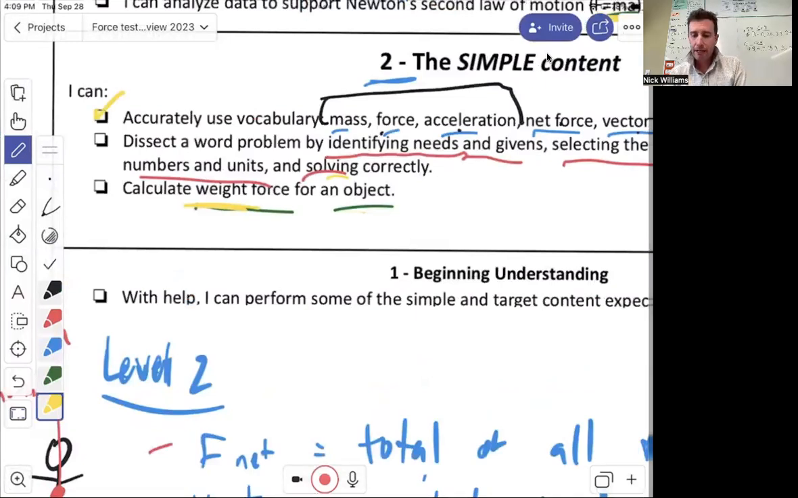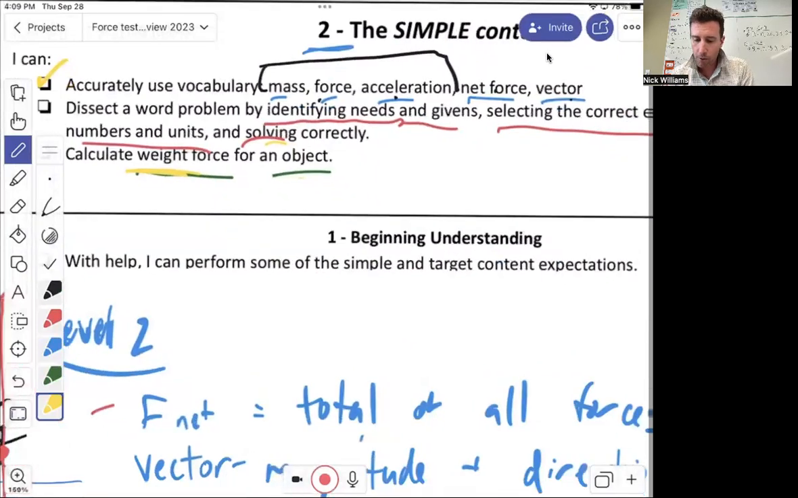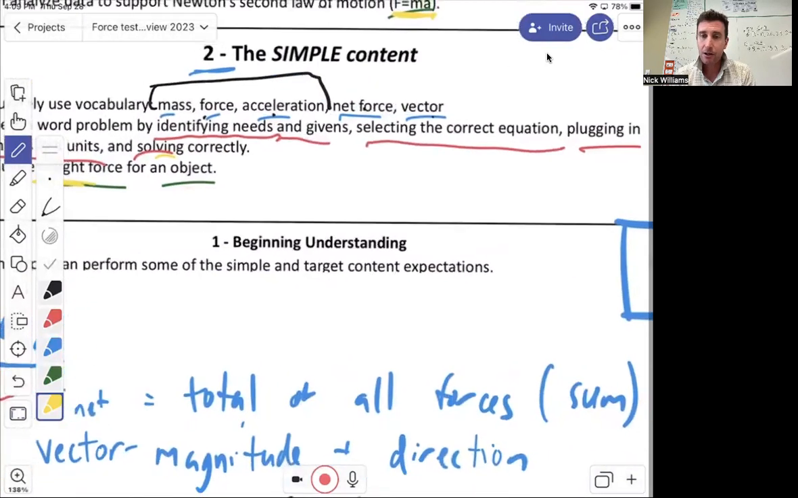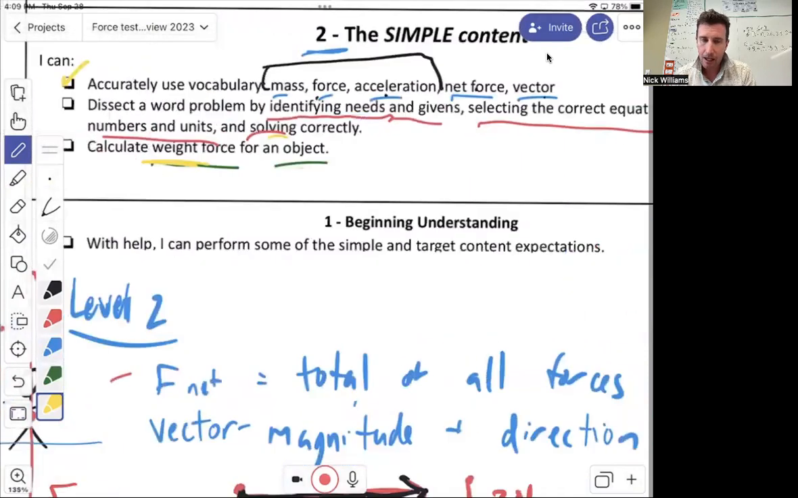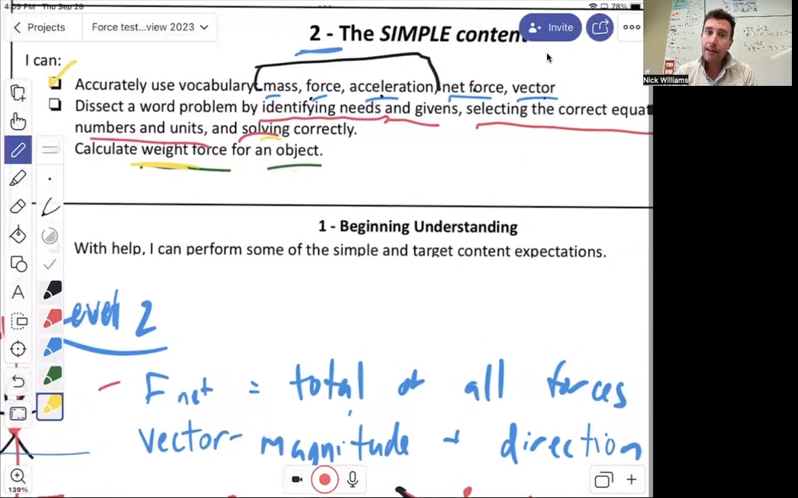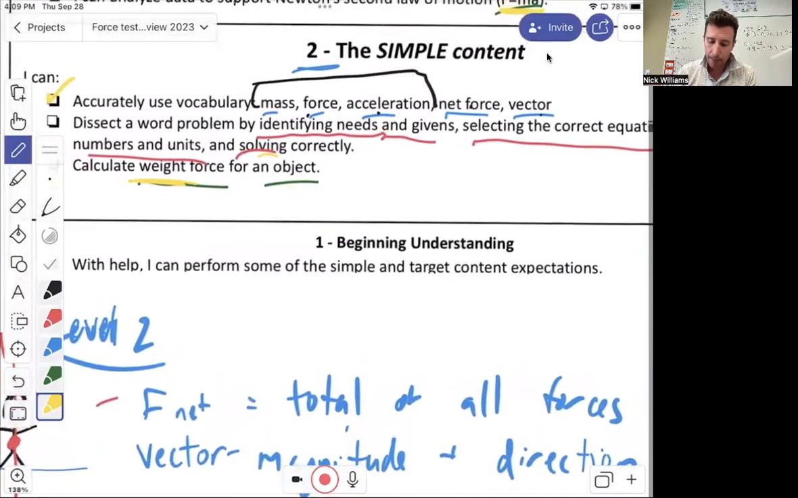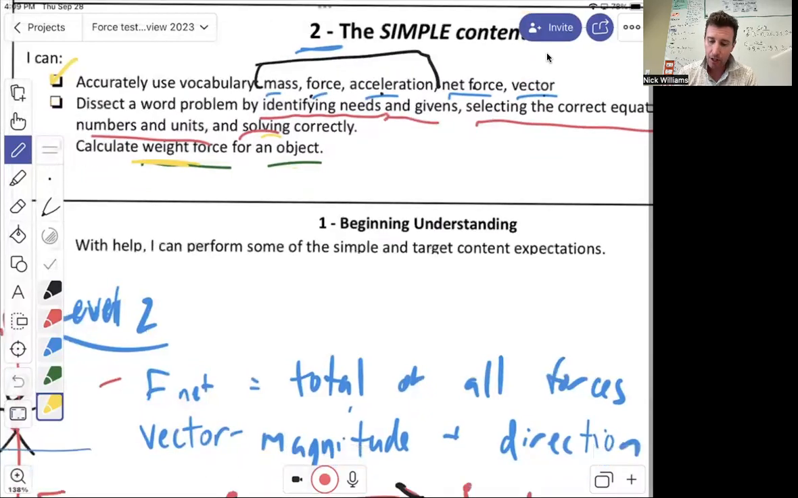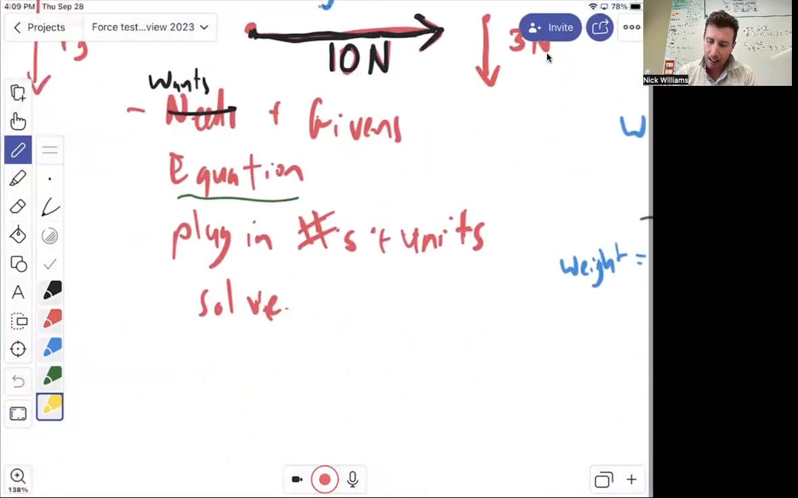Good job. The next piece is you have to be able to take a word problem and dissect it by identifying your needs and givens. We've been calling them the wants and givens sometimes, selecting your correct equation, plugging in your numbers and units, and then solving correctly. So we've done a lot of practice on that in chapter 8, in chapters 4 and 5, in your force and work practice problems, in your force, work, and simple machines practice problems. So you should have lots of examples of that.